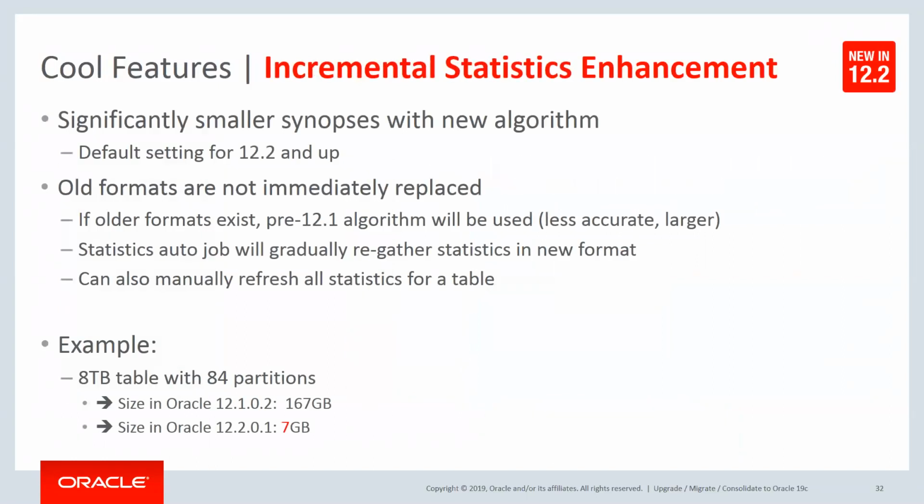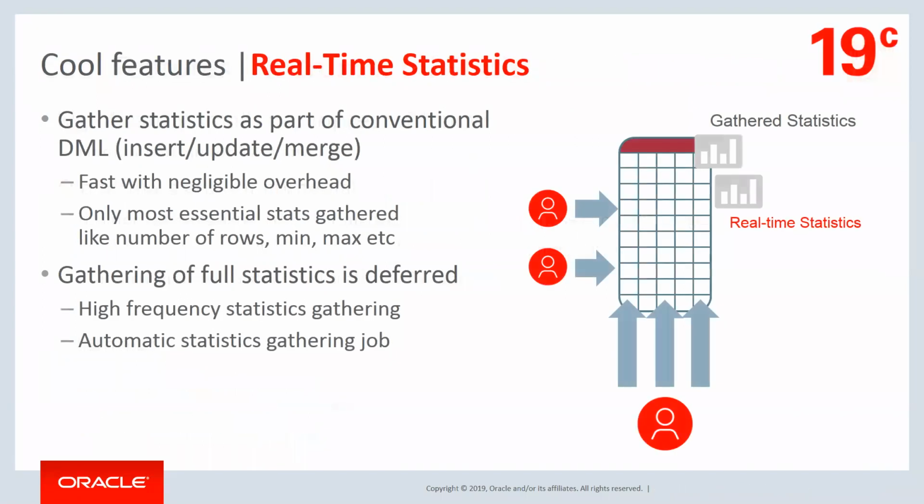Statistics enhancement in 12.2. There's a new algorithm where we can retrieve the statistics a lot faster, but also the size of the statistics is a lot smaller. If you have an 8 terabyte table with a couple of partitions in Oracle 12.1, we needed about 160, 167 gigabytes for those statistics. In 12.2, they are smaller. Beware, they are only created for new tables unless you push the system to actually do it.